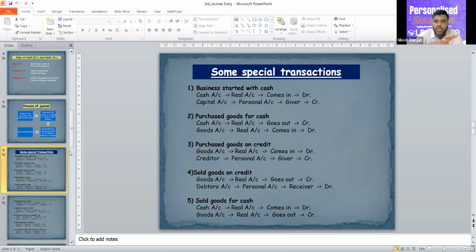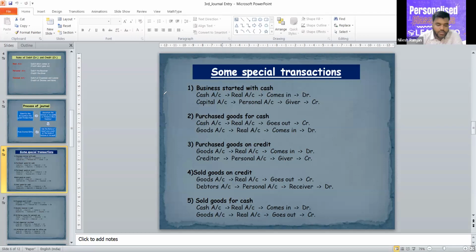The first account affected is cash, and the second account affected is owner's account. Capital is the owner's account. The second account affected here is the owner account. Now you want to understand how the owner account is affected.